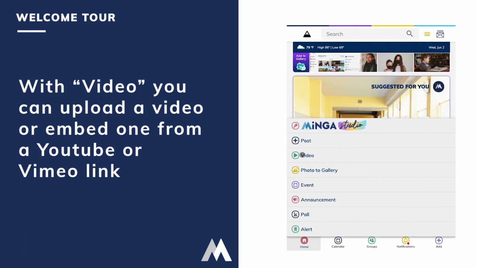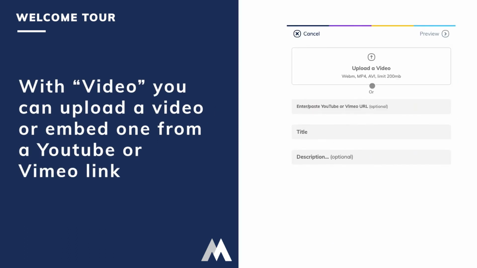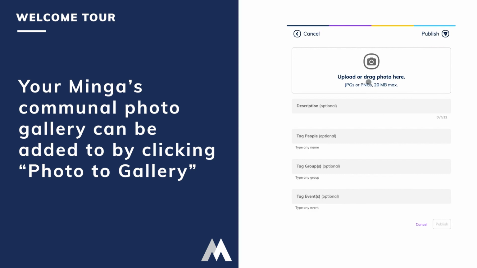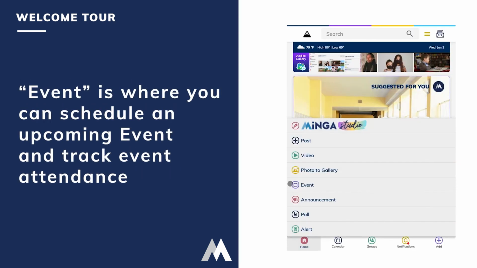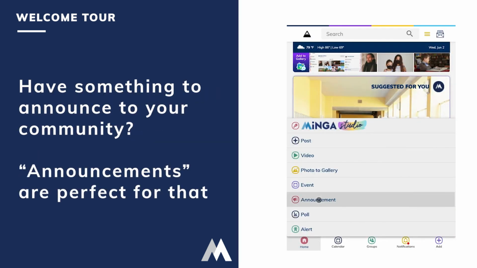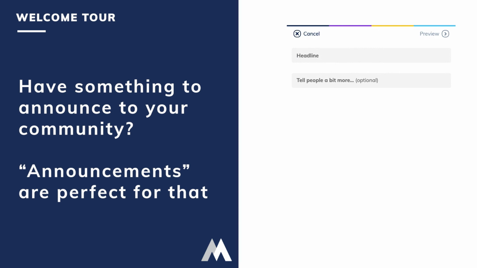With video, you can upload a video or embed one from a YouTube or Vimeo link. Your Minga's communal photo gallery can be added to by clicking Photo to Gallery. Event is where you can schedule an upcoming event and track its attendance. Have something to announce to your community? Announcements are perfect for that.